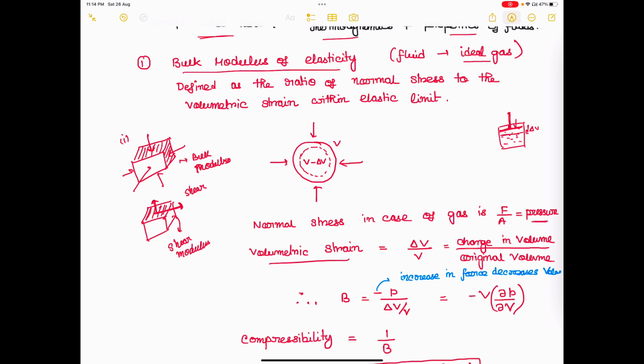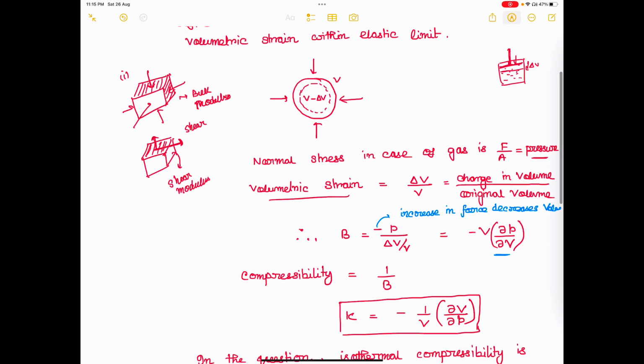And finally, in the differential limit, we get minus V delta P by delta V. You can see that V is in the denominator, it is delta V by V, so V will come in the numerator. So it will be minus V and this P, the change in the pressure and the change in volume, so delta P by delta V. This is the differential limit. Therefore, this is the bulk modulus, the definition of the bulk modulus.